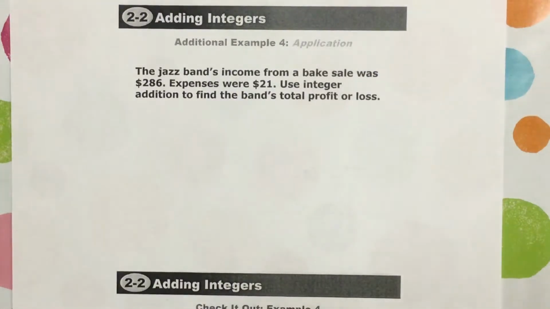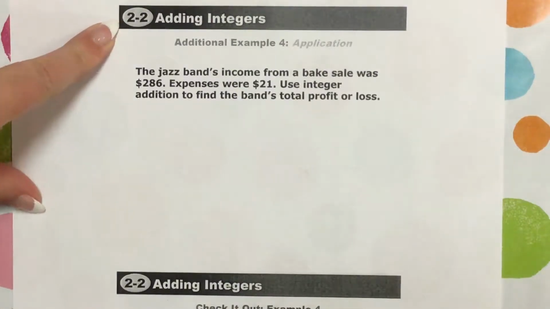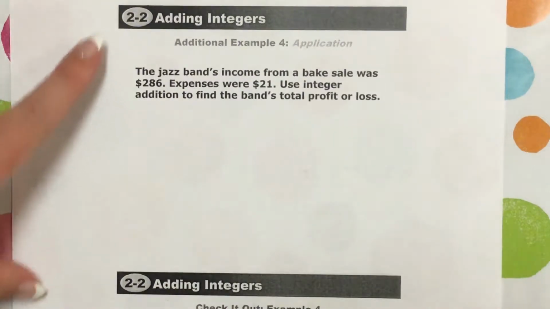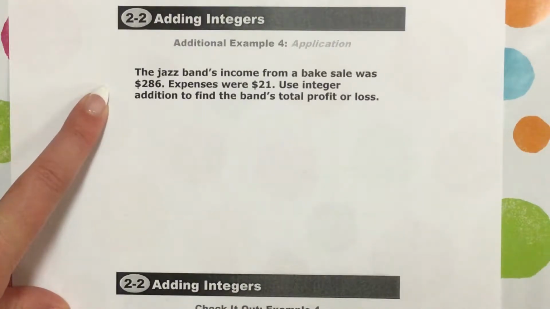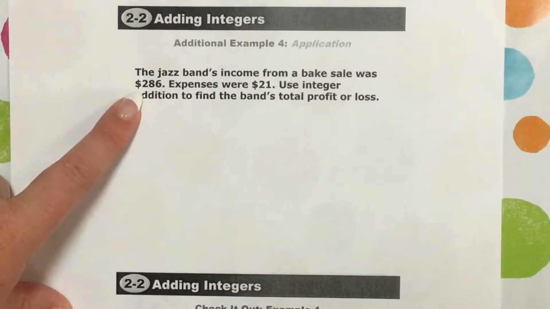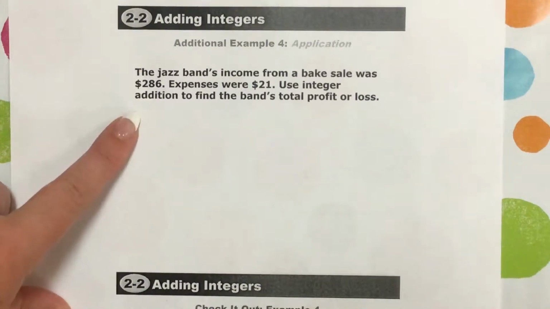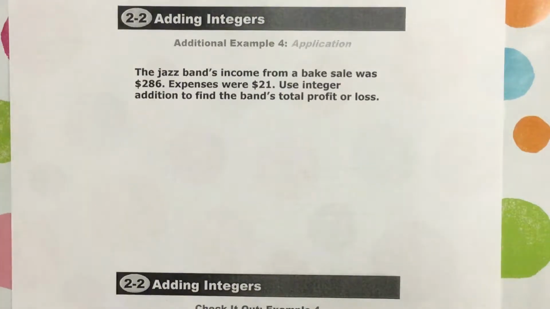All right, we are back with Chapter 2, Lesson 2, Adding Integers, and we're going to be looking at Example 4, an application of adding integers. So let's go ahead and read. It says the jazz band's income from a bake sale was $286. Expenses were $21. Use integer addition to find the band's total profit or loss.